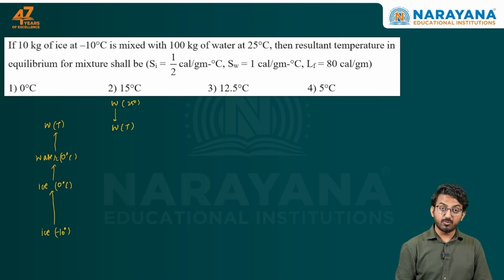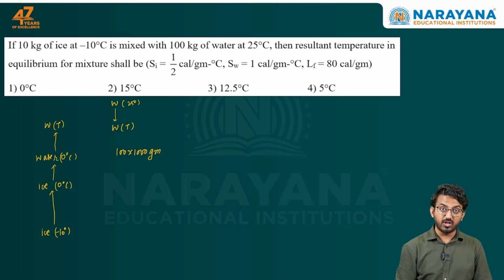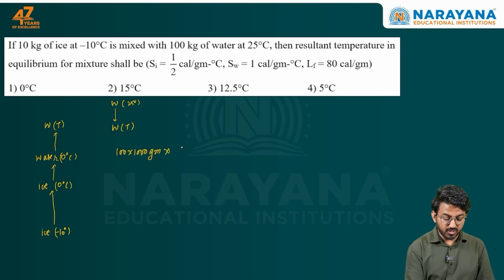And principle of calorimetry says that the energy lost by one part of the system is equal to energy gained by the other part. Here, the water, the 100 kg water is losing energy, and 10 kg of ice is gaining energy to eventually get to a temperature T. So from principle of calorimetry, I can do heat lost by water, which is 100 kg. So I need to convert it to gram. Be careful here. Why? Because all the data about specific heats and all is given in calories per gram. So this is for water.